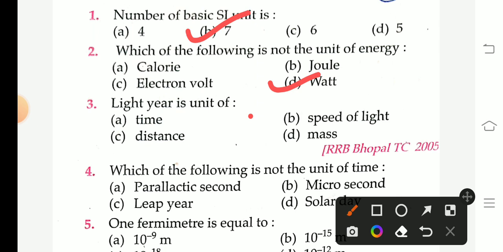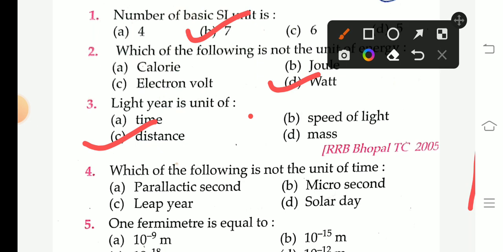Light year is the unit of time, speed of light, distance, or mass. Right answer will be option C. Which of the following is not the unit of time? Parsec, second, microsecond, leap year, solar day. Right answer will be option A.